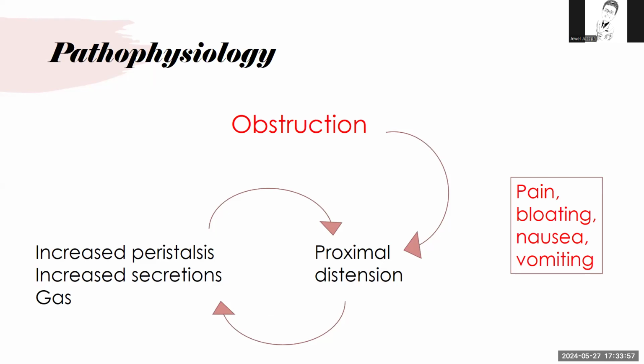At this point of obstruction, there can be pain, bloating, nausea, and vomiting. There will be typical colicky pain because there is increased peristalsis and the obstruction is not relieving. And there are some signs like visible gastric and intestinal peristalsis, all those things that we can see at this point of time of the obstruction. Next slide, please.